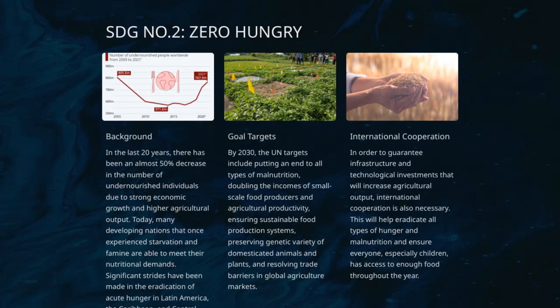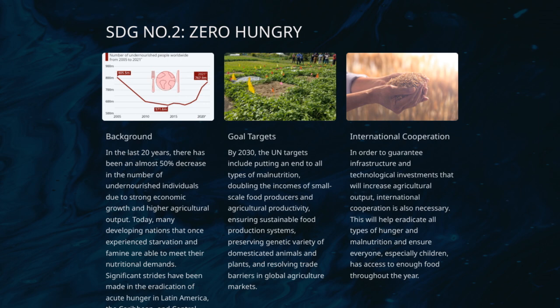To ensure we can make the necessary infrastructure and technological investments to boost agricultural output, international cooperation is absolutely essential. This collaboration helps us tackle hunger and malnutrition in all its forms, making sure that everyone, especially children, has reliable access to enough food throughout the year.